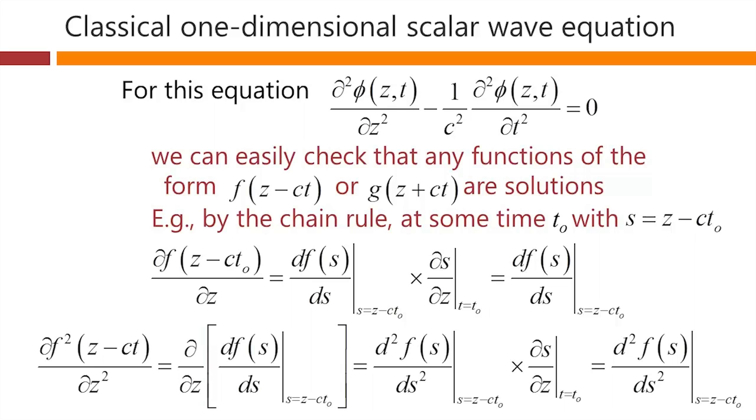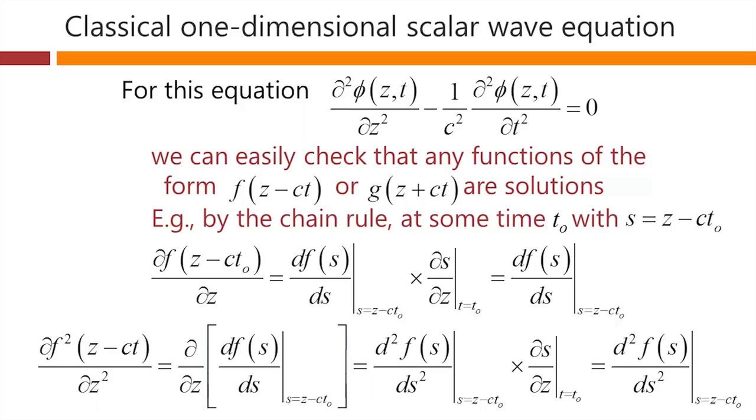We can go on to the second derivative. We're taking the derivative of df of s by ds, because that's what the first derivative turned into. Again, using the chain rule, that becomes the second derivative of f of s with respect to s, again evaluated at this value of s, again times ds by dz, which of course is just 1 again. And so our second spatial derivative, the partial derivative, turns into this total derivative here, evaluated at s equals z minus ct0.